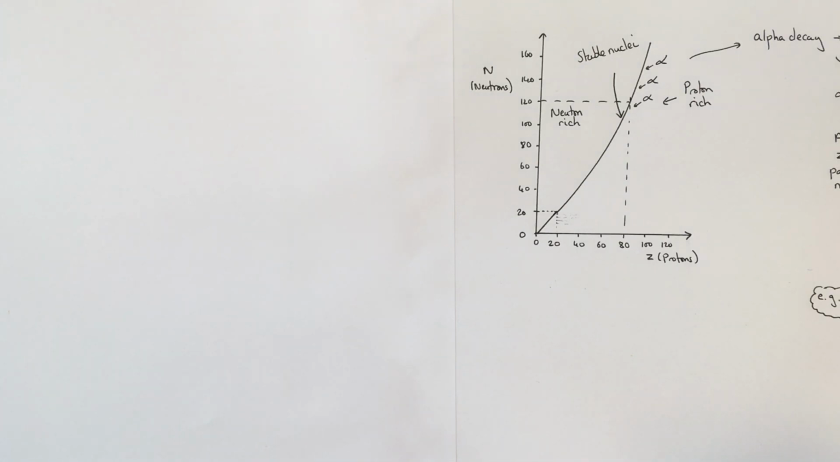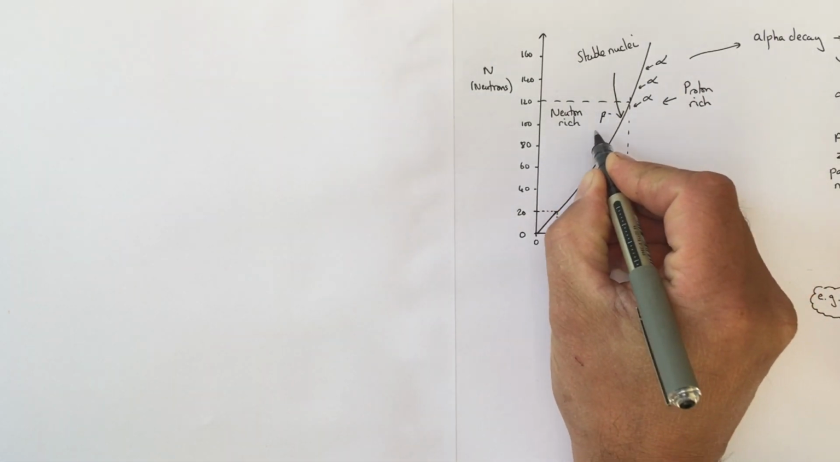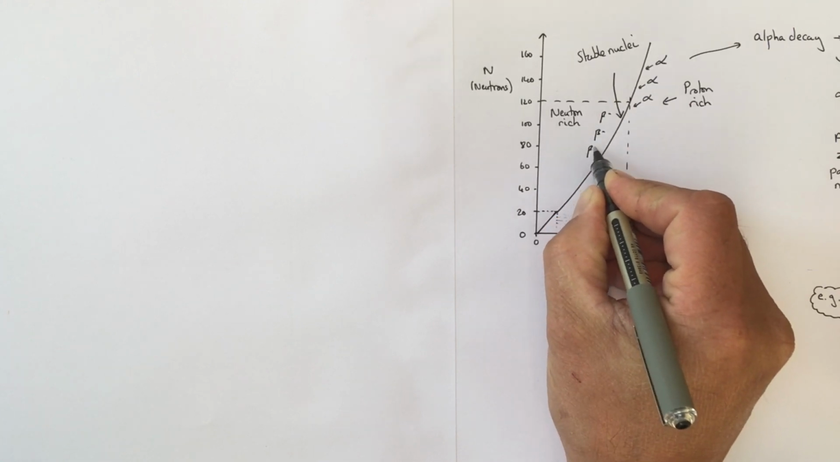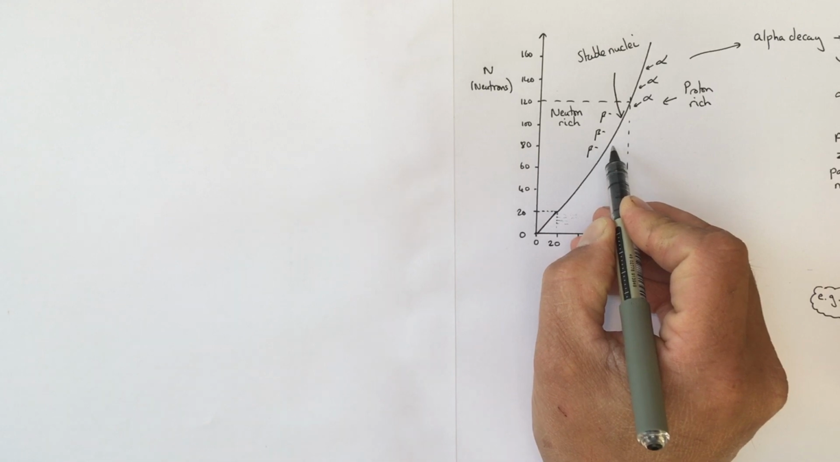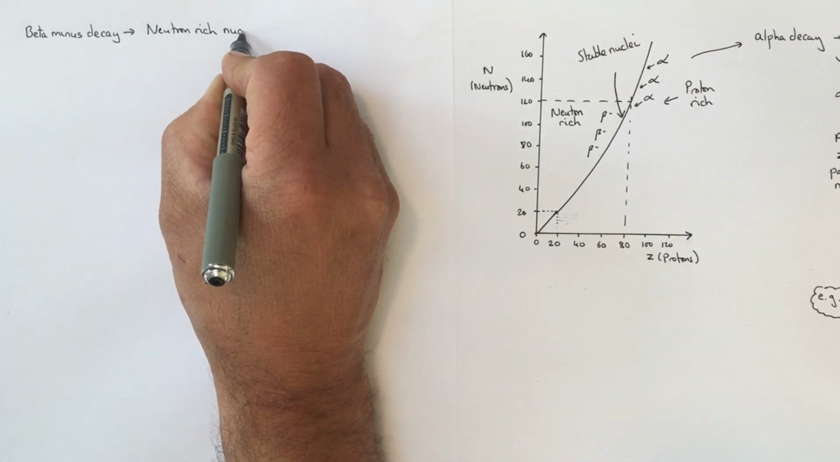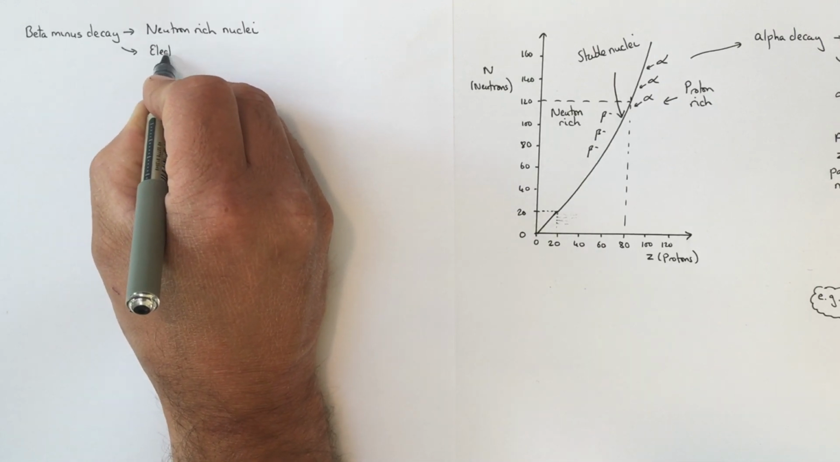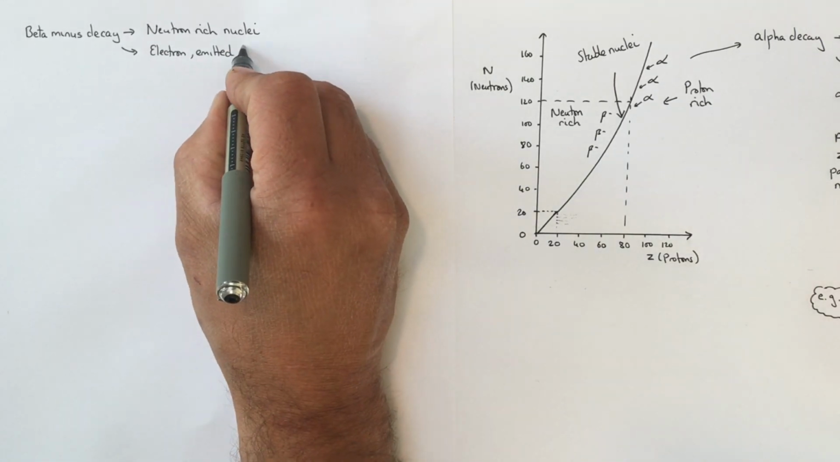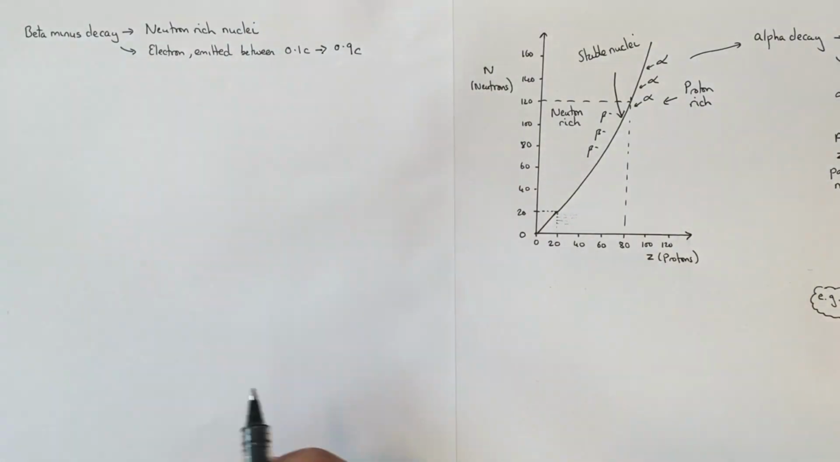So now we're going to look at beta minus decay. This happens in neutron-rich nuclei, which are unstable, and they move towards the right to become more stable. So beta minus decay are neutron-rich nuclei. They are electrons that are emitted between 0.1 the speed of light and 0.9 the speed of light, so they have a whole range of energies.